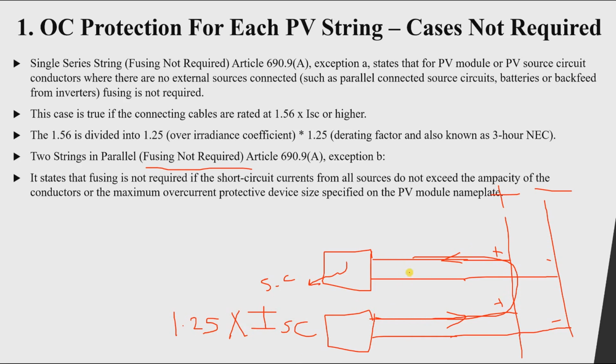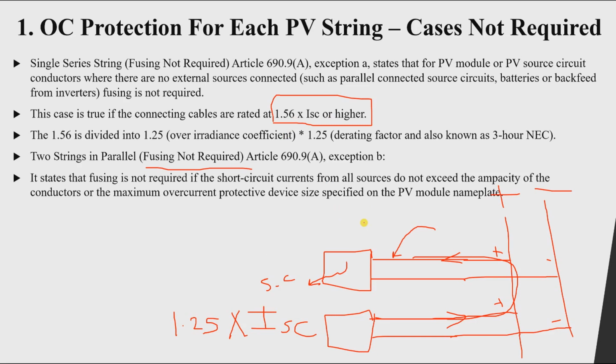Okay, as you remember, we said that we select this cable as 1.56 multiplied by I short circuit. So this cable can withstand this short circuit current. The cable here can withstand 1.25 multiplied by I short circuit because it is 1.56 multiplied by I short circuit. Okay, this is the first condition.